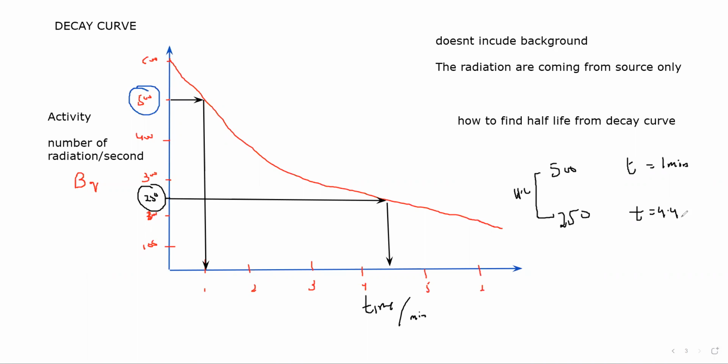Now, what is a half-life? Half-life means the time it takes to become half of its original value. The radiations were 500 when the time was 1 minute. Half of 500 is 250, and the time is 4.4. What is the time interval when it changes from 500 to 250? The time interval in minutes is equal to 3.4 minutes. So the half-life is equal to 3.4 minutes.